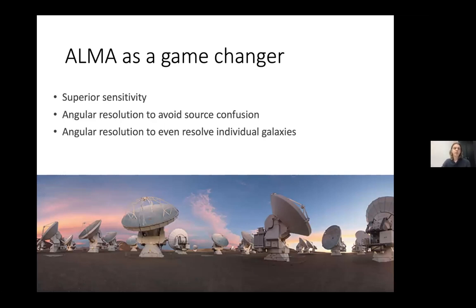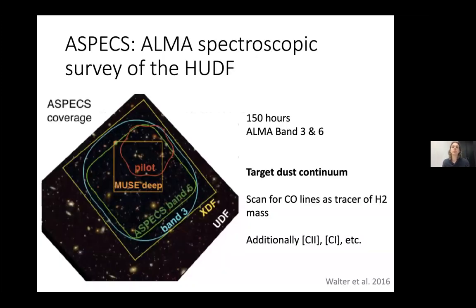So one of the first things that ALMA did once it started to allocate large programs was a large program called ASPECS, the ALMA Spectroscopic Survey of the Hubble Ultra Deep Field. What we did in this survey is that we targeted ALMA for about 150 hours on the Hubble Ultra Deep Field. There were multiple science cases.